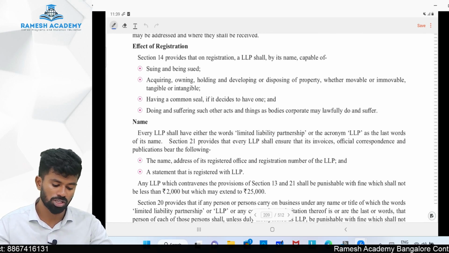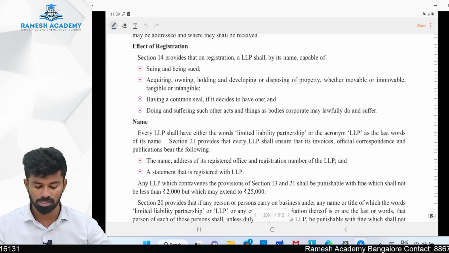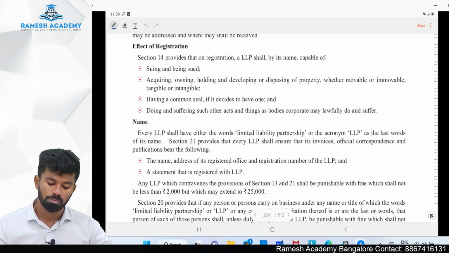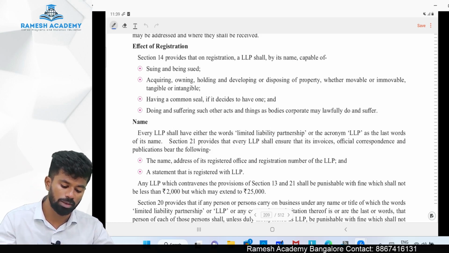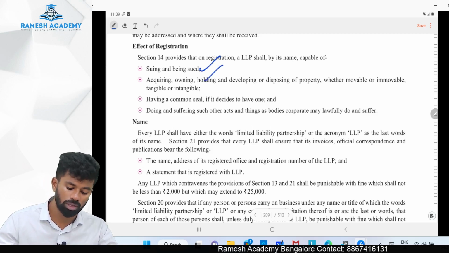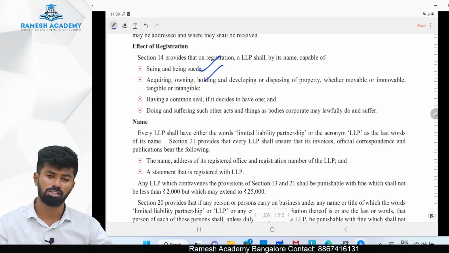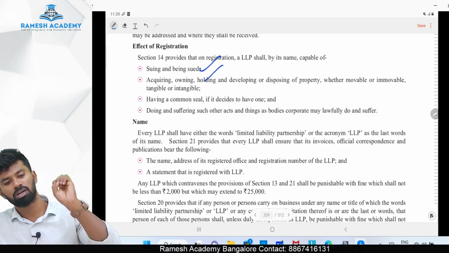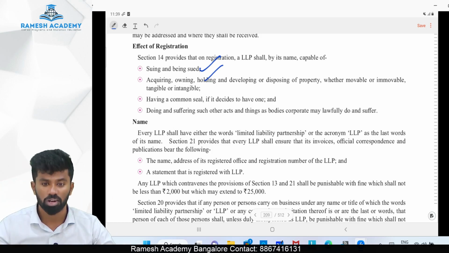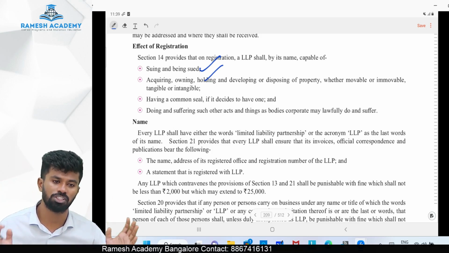Effect of registration, section number 14 provides that on registration, the LLP shall, by its name, be capable of suing and being sued, acquiring, owning and holding property. This means on the date of registration, the LLP becomes a separate legal entity, a body corporate, having all the features of an LLP.